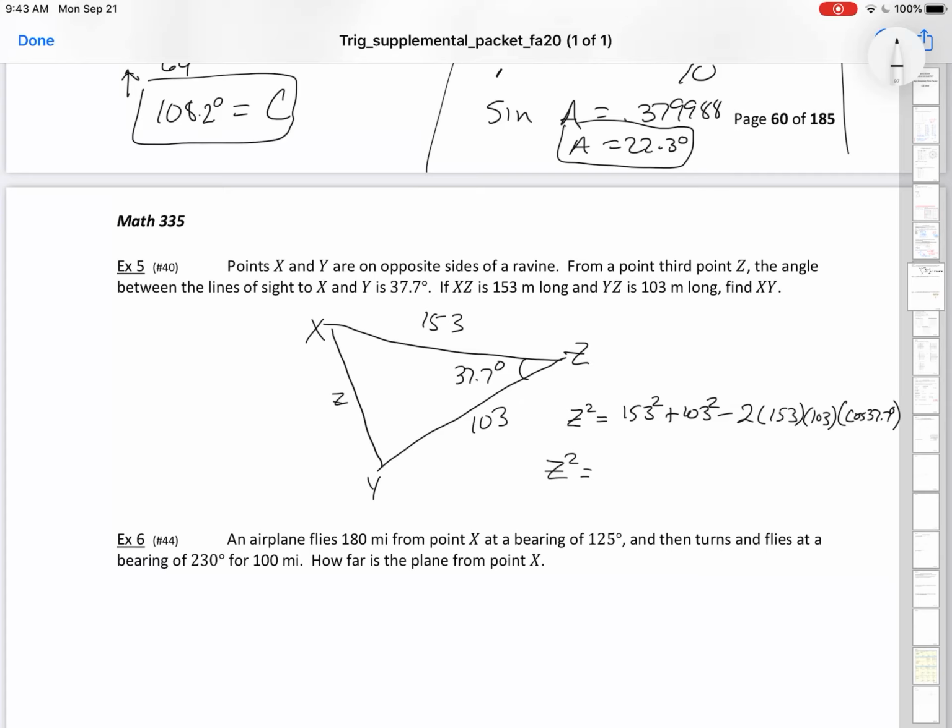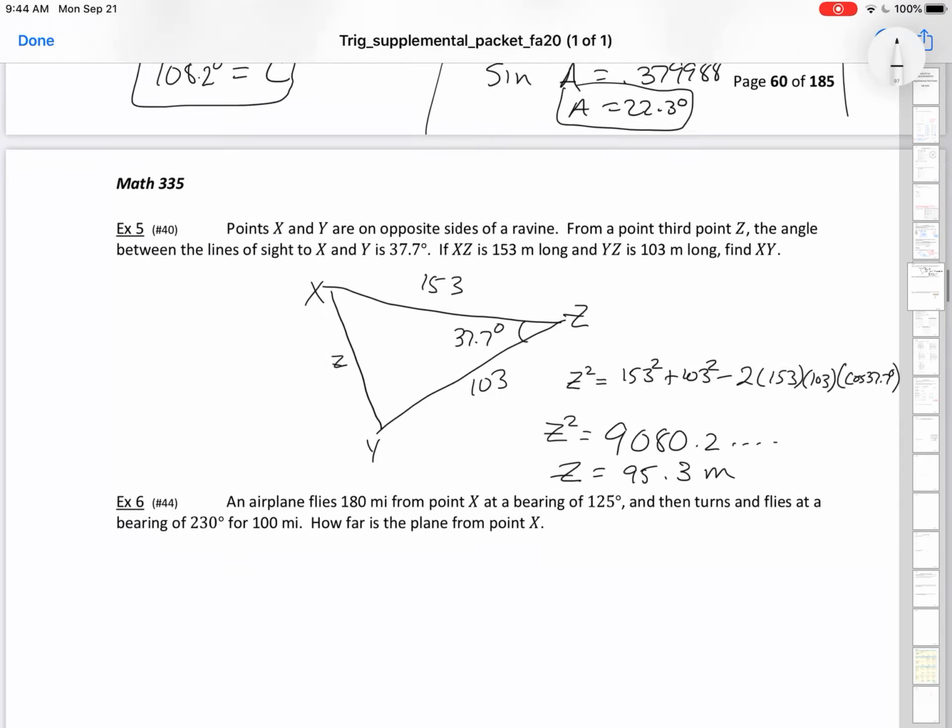And what do we get out of that? Well, we get a big number, 9080.2. But that's not what we want. We want the square root of that. So let's go get the square root of that answer, and we get a distance of 95.29 or 95.3, and everything was in meters. So the distance from X to Y is 95.3 meters, something we couldn't measure because it's on opposite sides of a ravine.